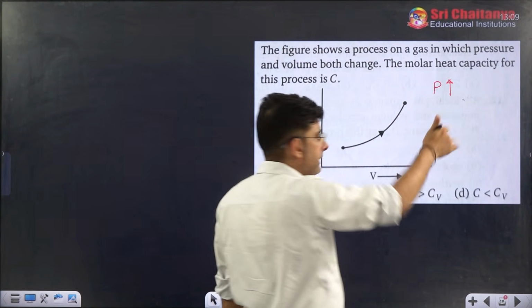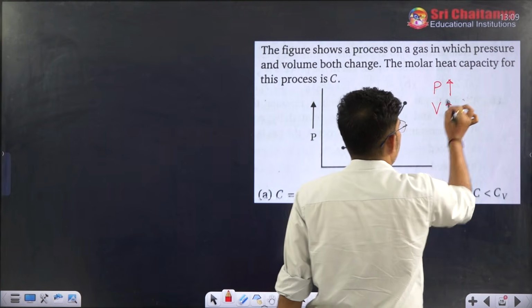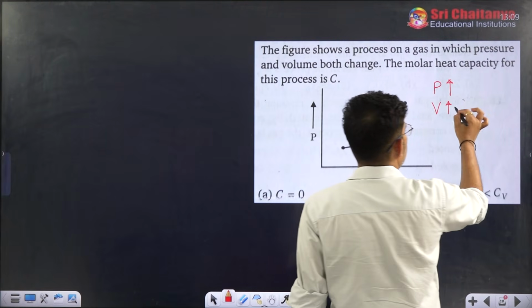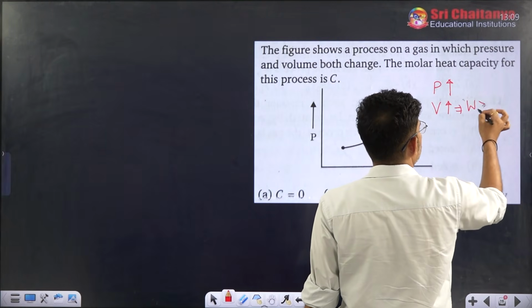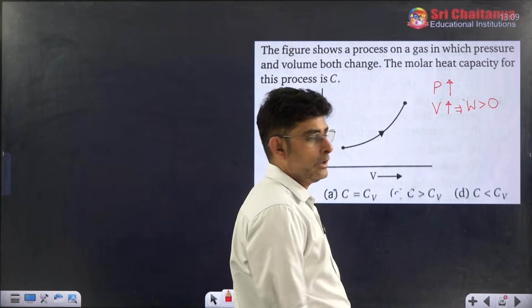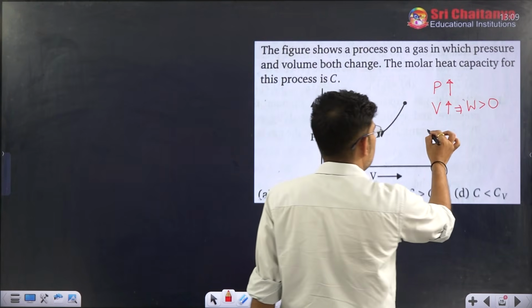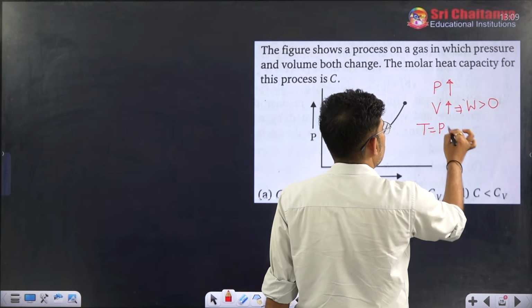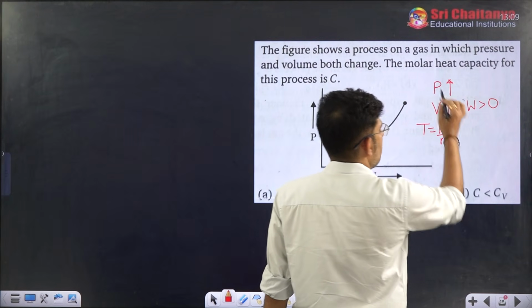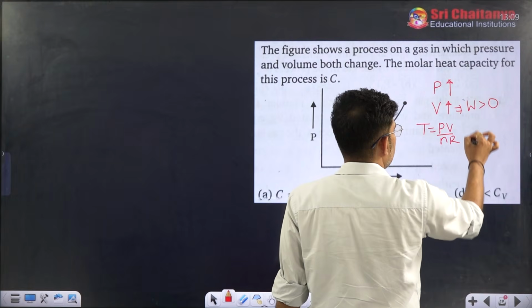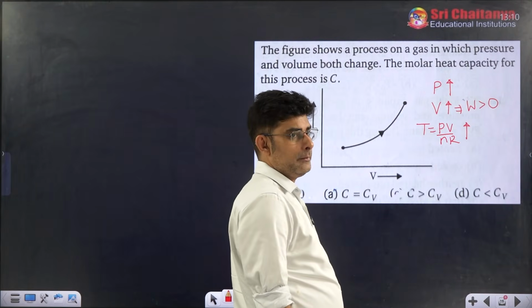Graph is going towards right, volume is also increasing. If volume is increasing, this means work done will be positive, first thing. Also, temperature, all the three state variables, let's see first. Temperature, T is equal to PV by nR. Now pressure and volume both are increasing, so temperature will increase.